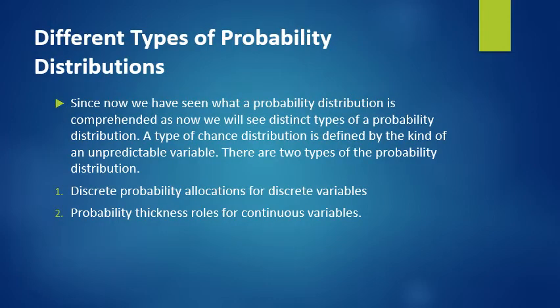Different types of probability distribution. Since now we have seen that probability distribution is comprehended, now we will see distinct types of probability distribution. A type of chance distribution is defined by the kind of random value. There are two types of probability distribution: discrete probability distribution for discrete variables, and probability density functions for continuous variables.